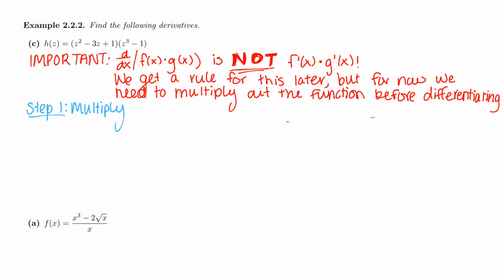I'm actually going to set this up slightly different. I personally would just do this, but if you don't like that and if you feel like that gets a little bit messy, the box method of multiplying, I'll take z squared minus 3z plus 1.